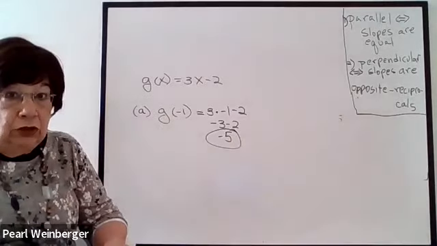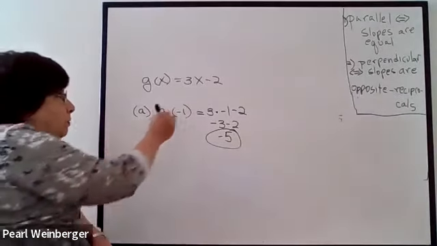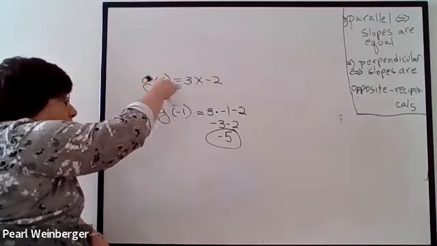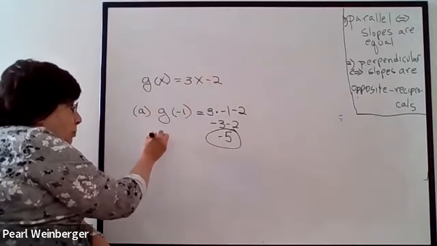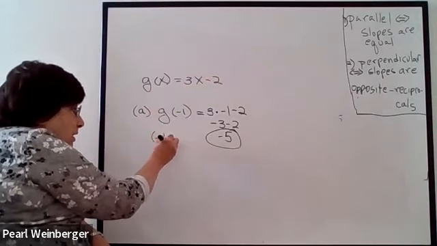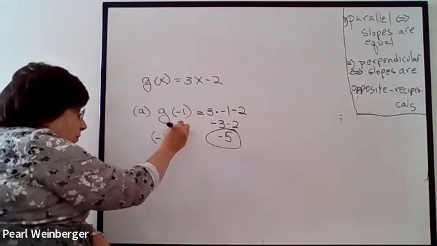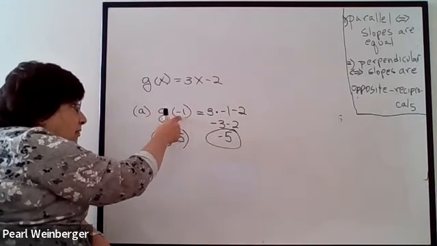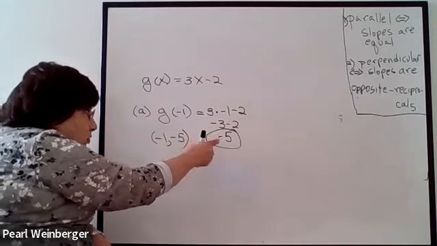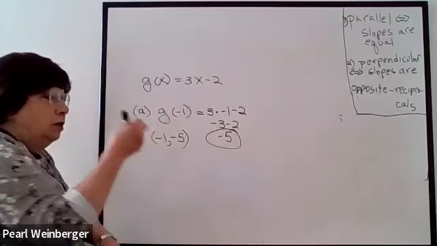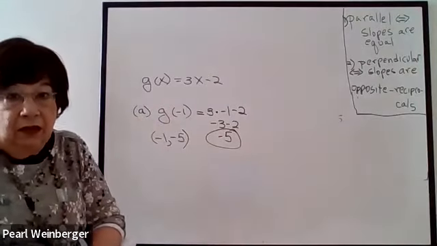It's essentially saying, remember we said this is a linear equation, it's a line, and one of the points on the line is negative 1, negative 5. When the x is negative 1, the y, the g of negative 1, which is another name for y, is negative 5.